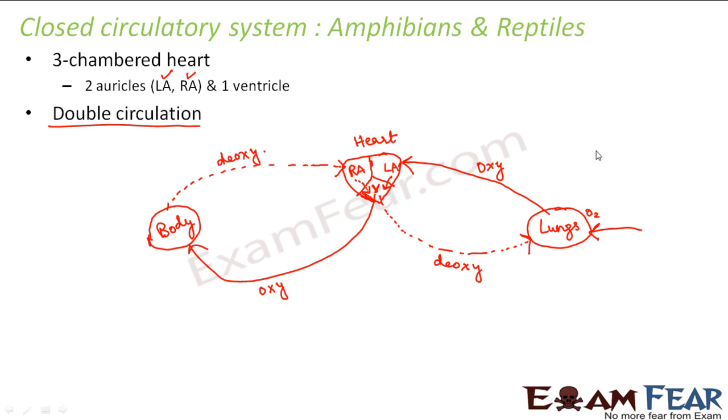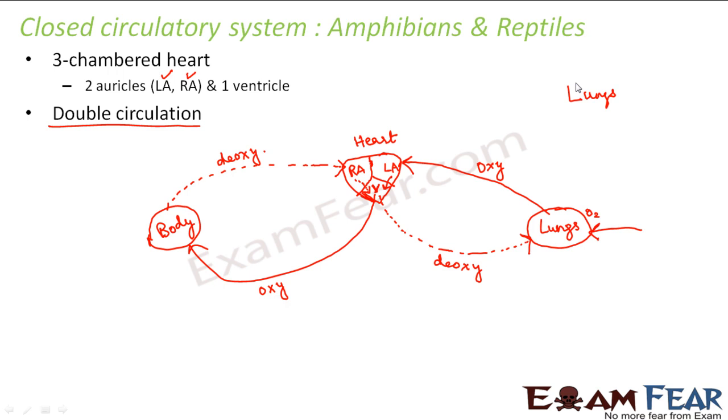Clear? Now again, one memory tip here is, sometimes people get confused about which blood is oxygenated and which blood is deoxygenated. Always remember, oxygenated, the name itself says, the blood which is rich in oxygen. Deoxygenated, the blood which is poor in oxygen, that is the bad blood which is rich in carbon dioxide. Now this oxygenated blood will always come from lungs to the left auricle.